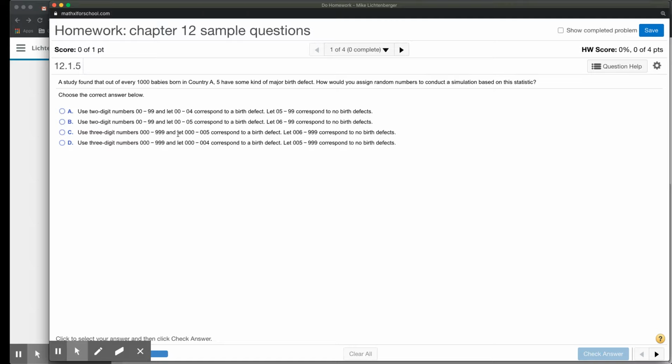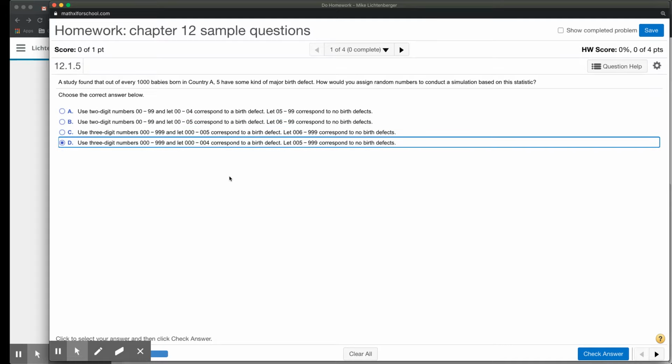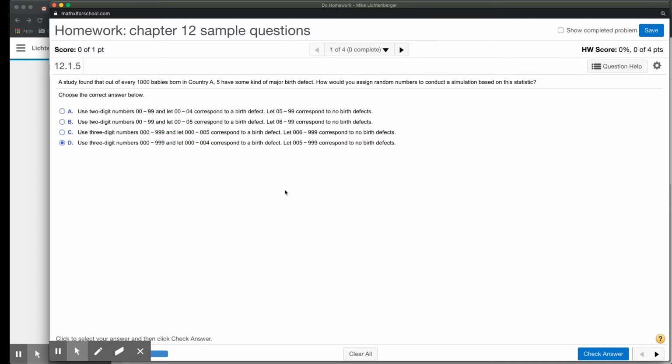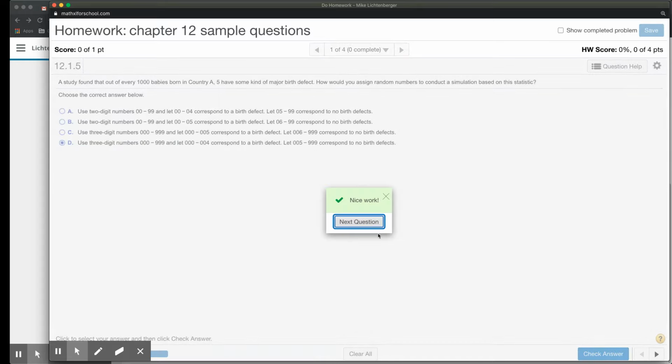The question is, look here. Notice we have triple zero to five or triple zero to four. The question is, which one of those is five out of every 1,000? And the answer in this case is D. Why is it D? Because triple zero counts as one of the five. So triple zero, 1, 2, 3, and 4. That's five numbers. Triple zero to five, choice C, would be six out of every 1,000, and that is not true. So the answer in this case is D.